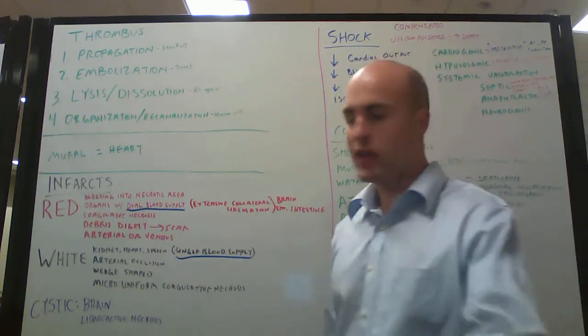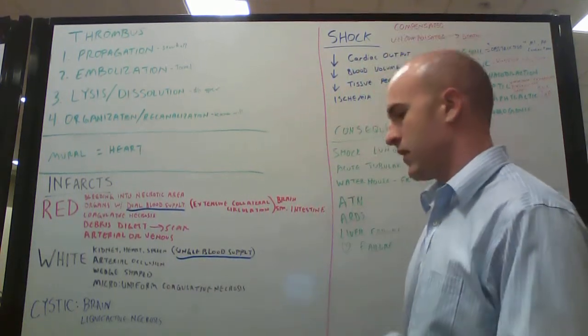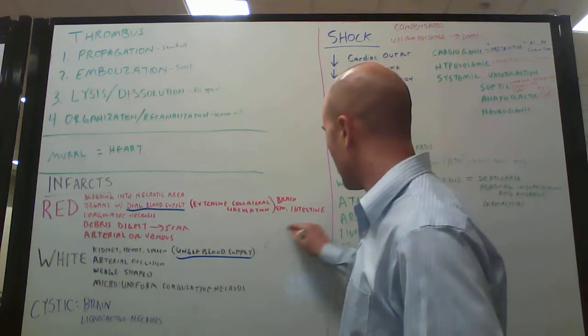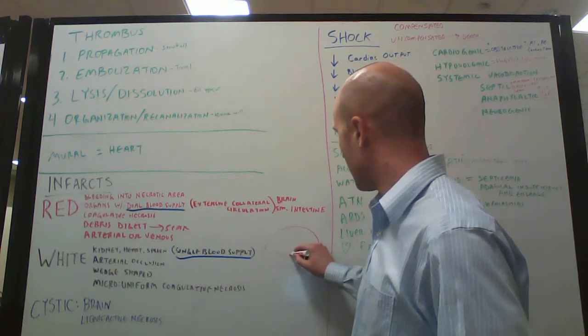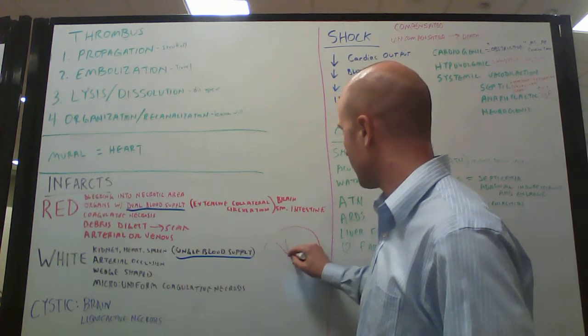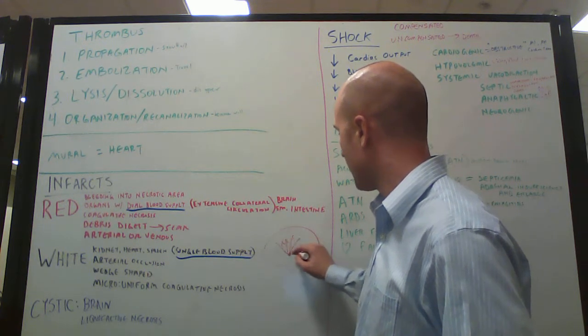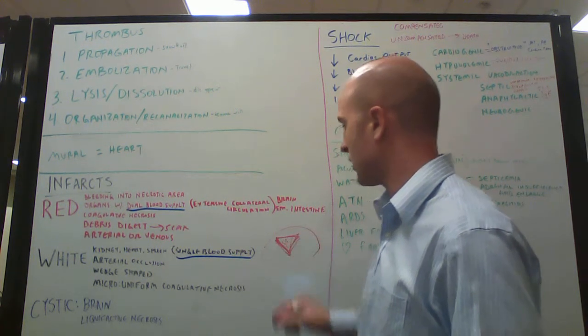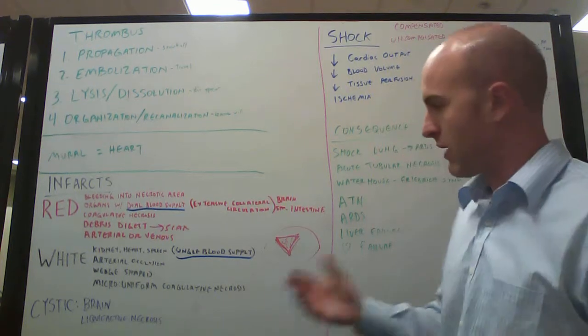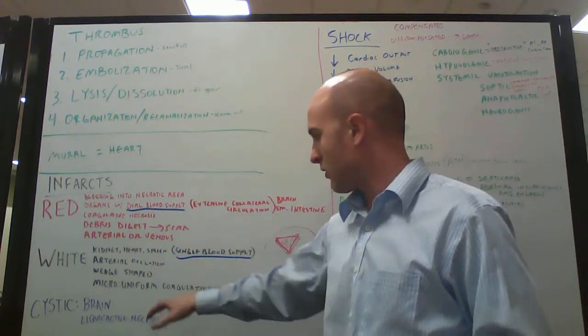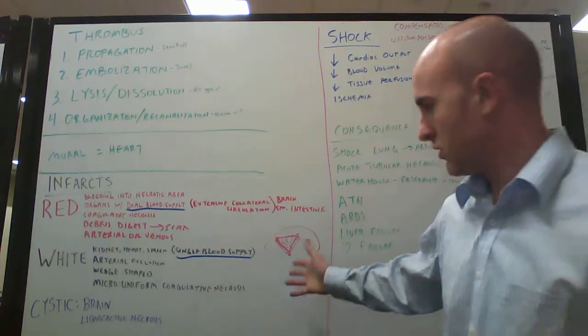It creates a wedge-shaped infarct. So you'll see the organ like this, and then there'll be an area where the occlusion is here. So all the stuff that is occluded is everything that branches off from that, and so the infarct will have this wedge shape like that. And apparently under microscopic examination, it has uniform coagulative necrosis.